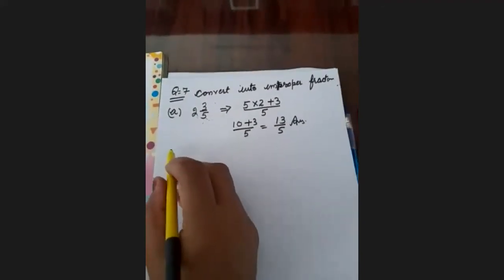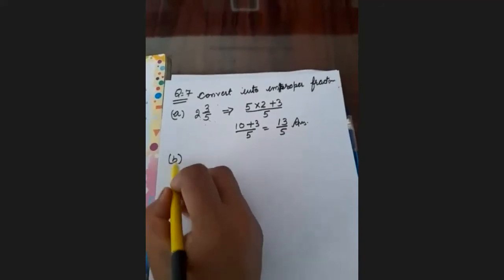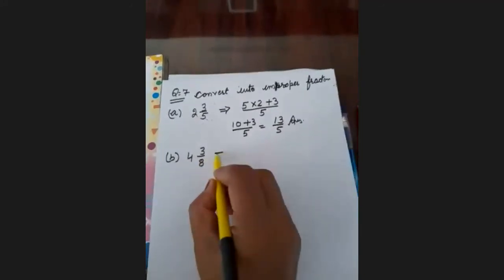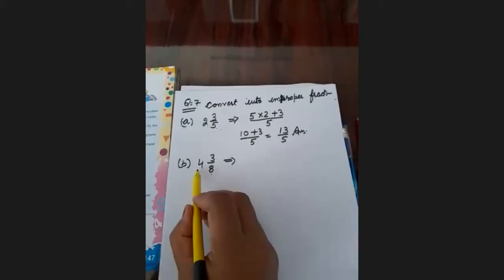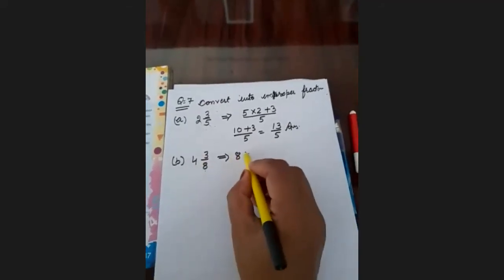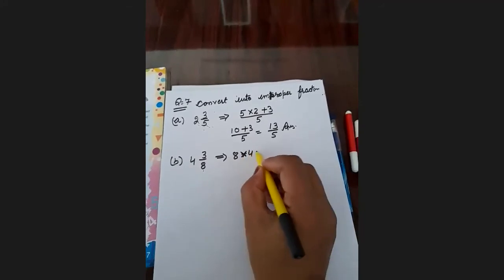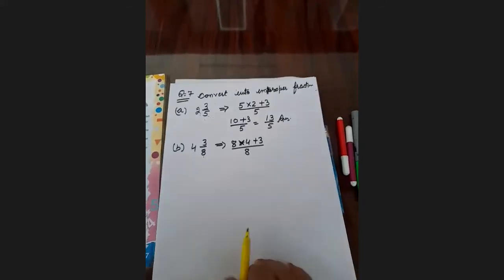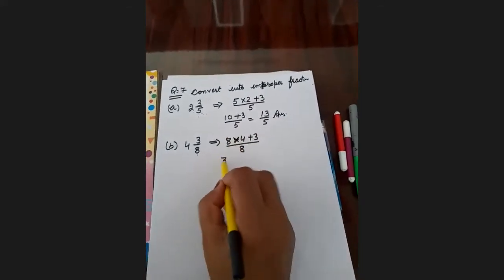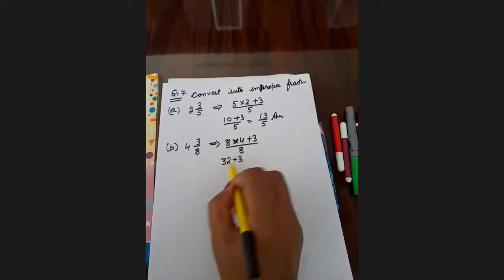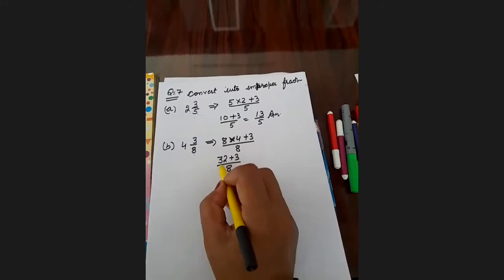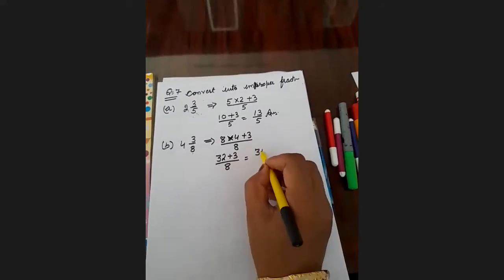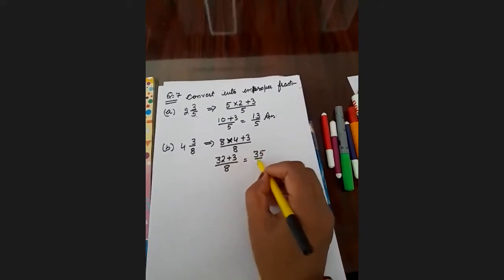Next is B part. 4, 3 upon 8. 8 multiplied by 4 plus 3 upon 8. 8 fours are 32 plus 3 upon 8. 32 plus 3 is 35 upon 8.